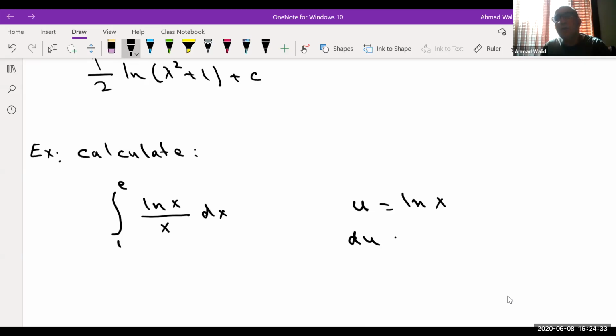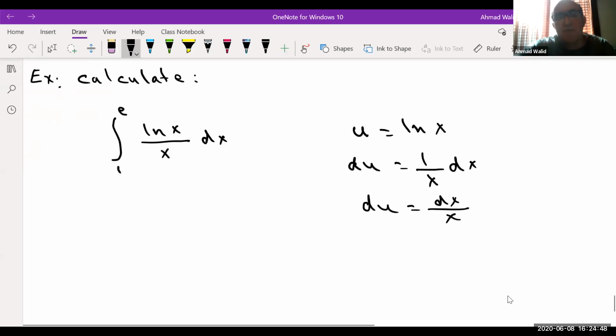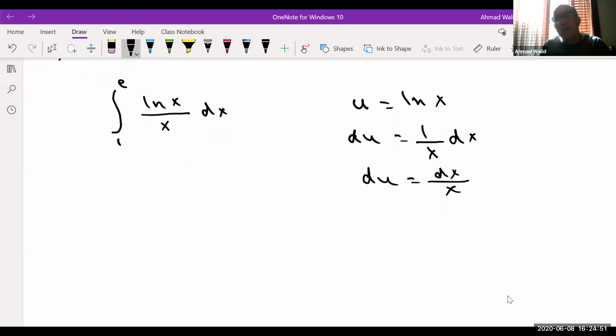Then du equals the derivative of ln x, which is 1 over x dx. Or you can write it this way: du equals dx over x. Now you have the pieces of substitution. At the same time, because it's a definite integral, you can change the bounds also, correct? Hopefully your professor explained this well in Calculus 1. When you have a definite integral and you use substitution, you usually change the lower limit and upper limit, or the lower bound and upper bound also, correct?